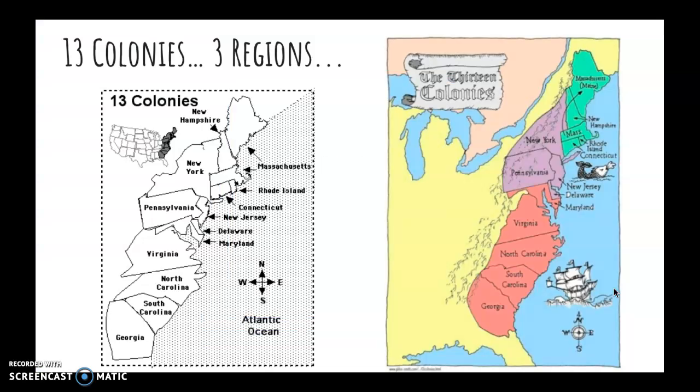So we have 13 colonies. We break them into 3 regions. Our first region up here is going to be our New England region. Then we have our middle region and our southern region. So let's talk about some differences with those.